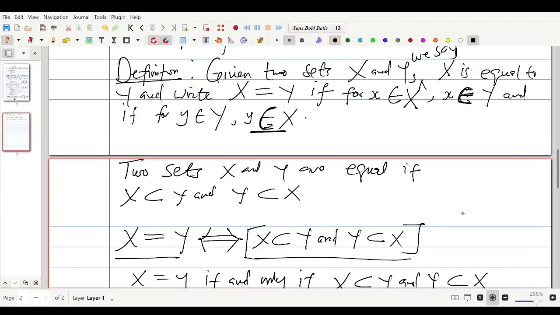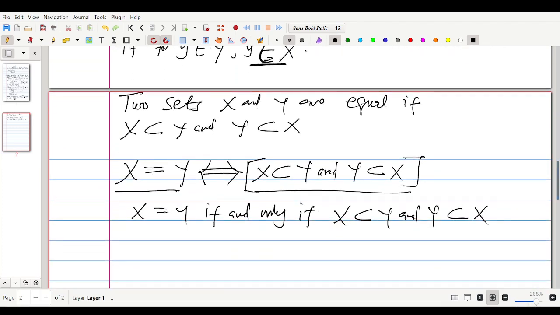Let me use the equation relation. Here it says X should be included in Y and Y should be included in X, meaning any element found in X should be found in Y. And in the same way, any element found in Y, I use the word any, there's no exception, should be found in X. Then only in that case you say the two sets are equal.